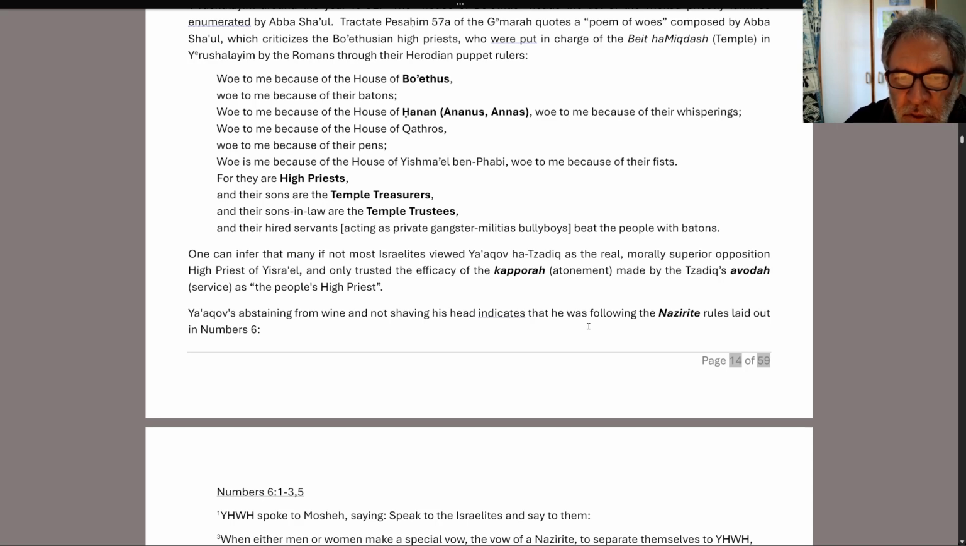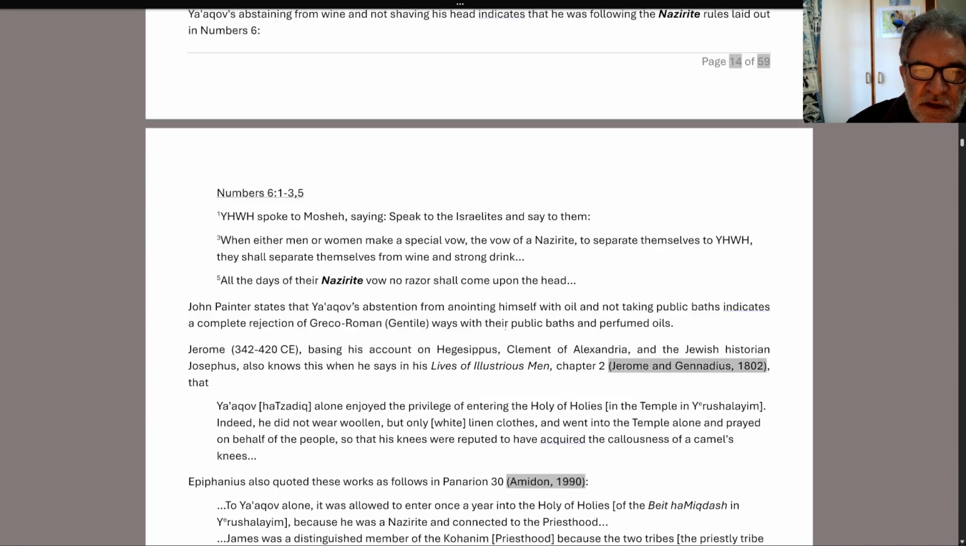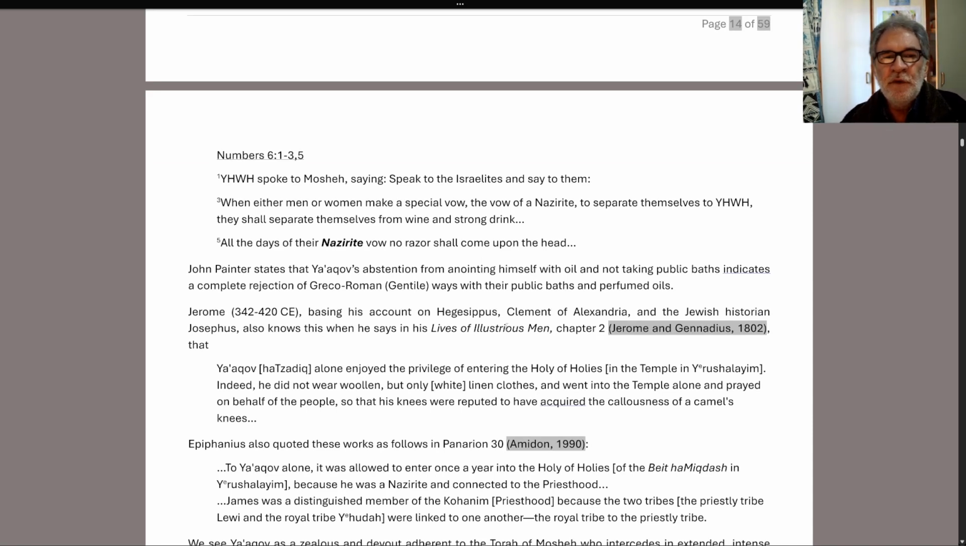Yaakov's abstaining from wine and not shaving his head indicates that he was following the Nazirite rules laid out in Numbers 6, Sefer Habakkuk, the book of Numbers, chapter 6, where part of the Nazirite vow is not to drink any wine, and also that no razor shall come upon the head of a Nazir.